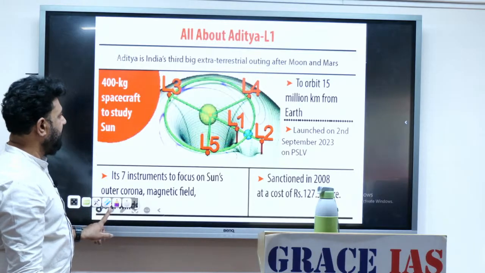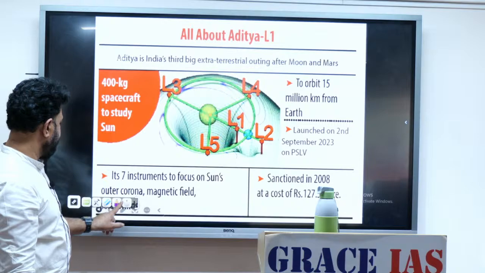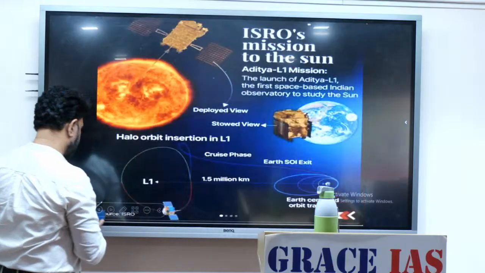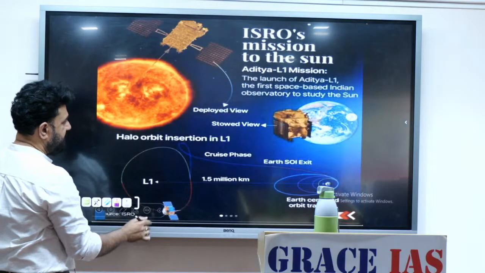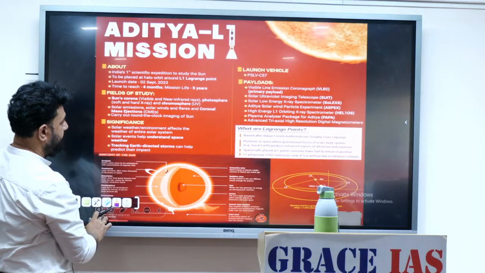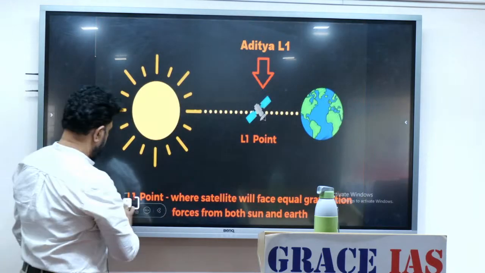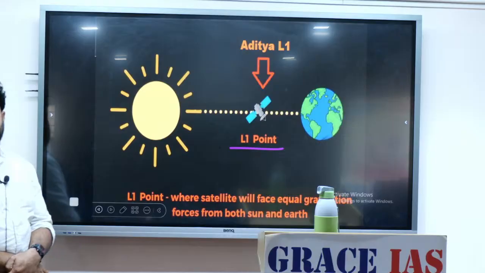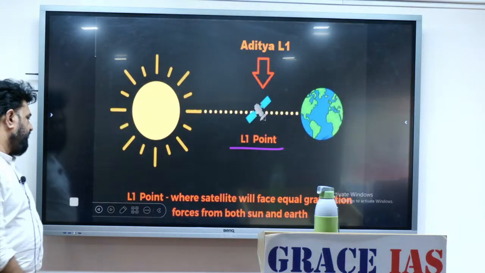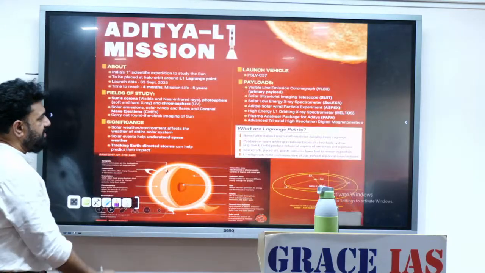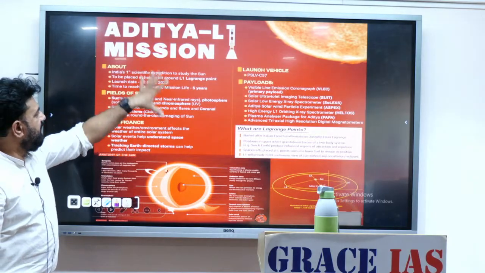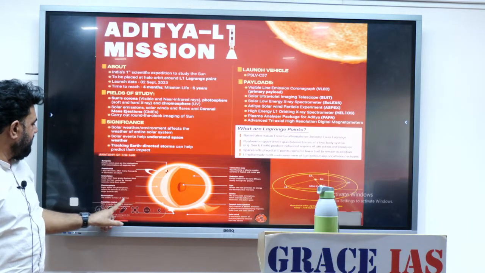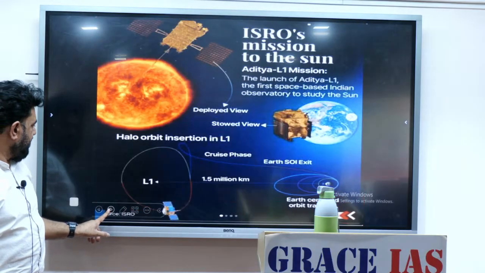What is L1 here? As you know, that was a previous question. L1 is a Lagrange point. L1 Lagrange point means where the gravitational pull of sun and earth neutralize and the satellite doesn't fall and would remain in place. That is Aditya L1, a 2023 mission, which is still under operation. So that is one aspect, L1.